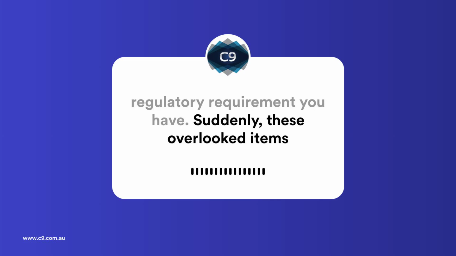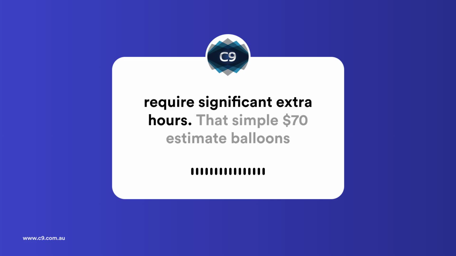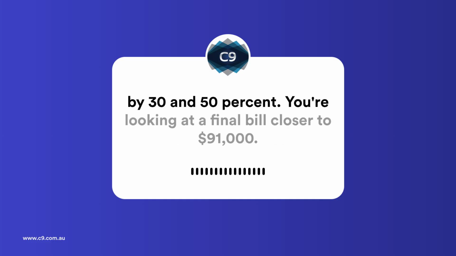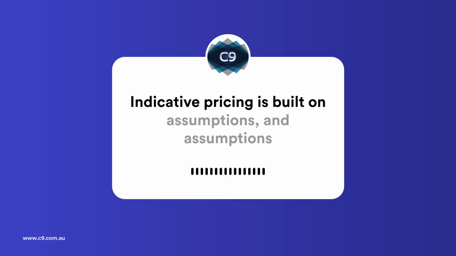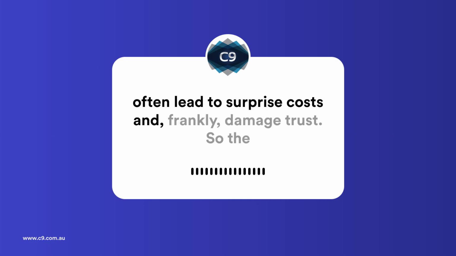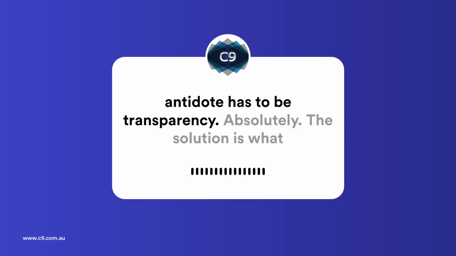Suddenly, these overlooked items require significant extra hours. That simple $70,000 estimate balloons by 30 to 50%. You're looking at a final bill closer to $91,000. Indicative pricing is built on assumptions, and assumptions often lead to surprise costs and, frankly, damage trust. So the antidote has to be transparency.